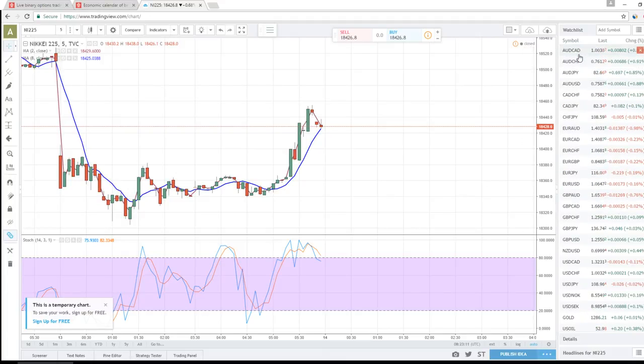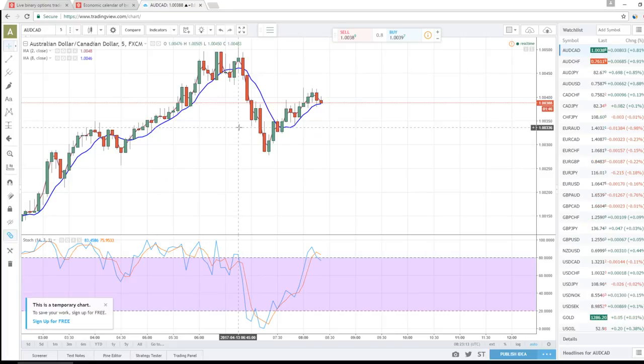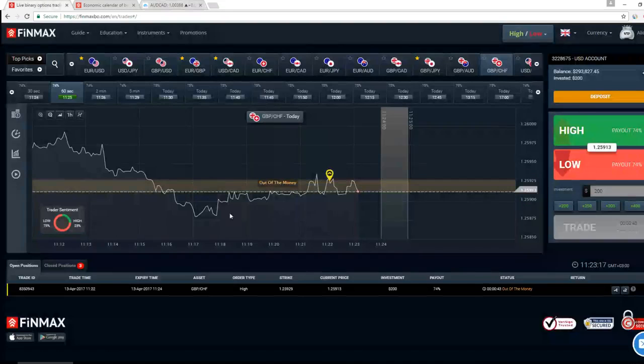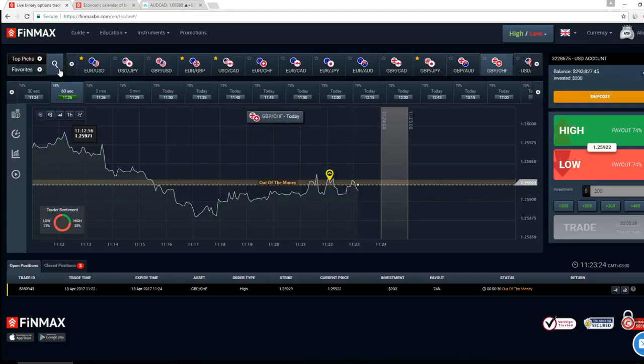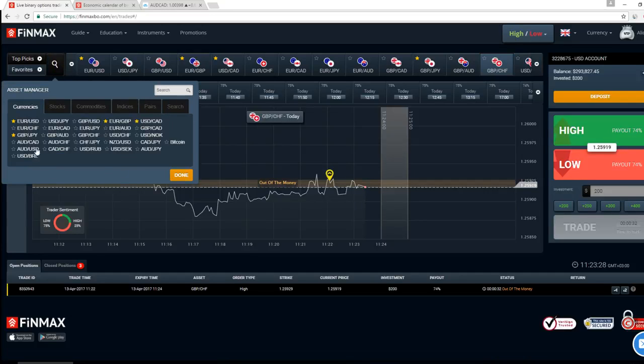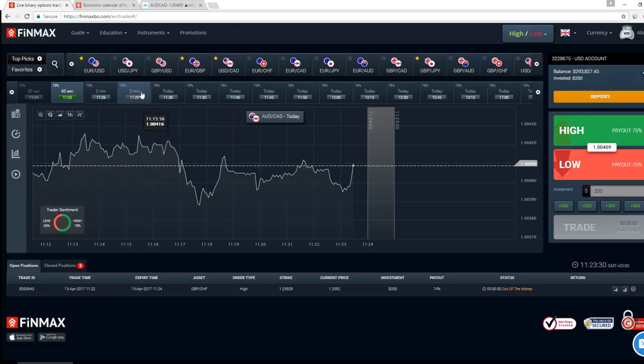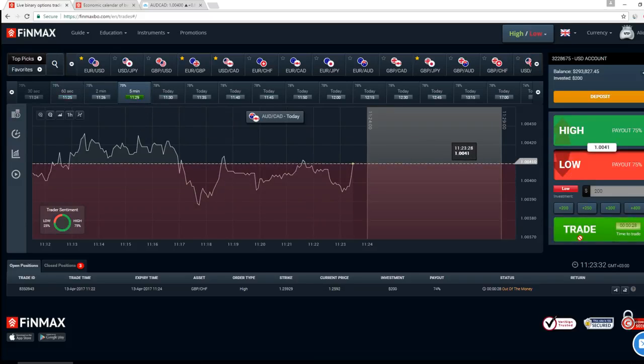Well, Nikkei is currently closed. Australian to Canadian on the 5 minutes, it tells us that it's gonna go down. So just a few minutes ago I opened the trade on its graph. Okay, Australian to Canadian, 5 minutes for low. Let's enter.